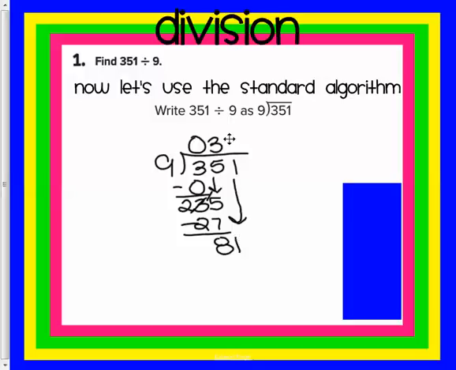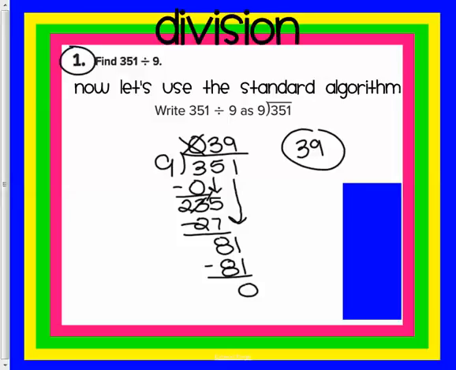9 goes into 81 9 times, because 9 times 9 is 81. I subtract, and since I'm left with 0, I'm done. This is a terminating number because it ends with 0 and it doesn't go on and on forever. So I don't need this leading 0, so it's just 39 as my answer. Make sure you have this example written down in your notebook with number 1.